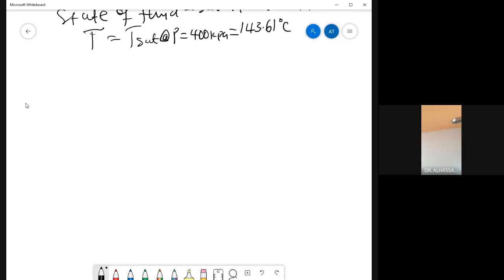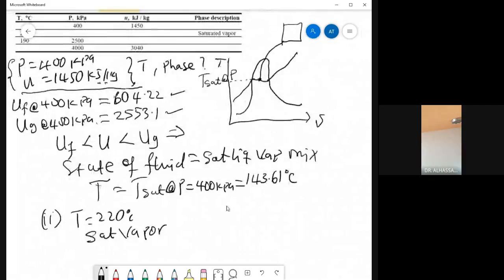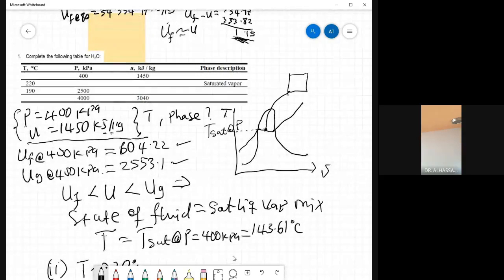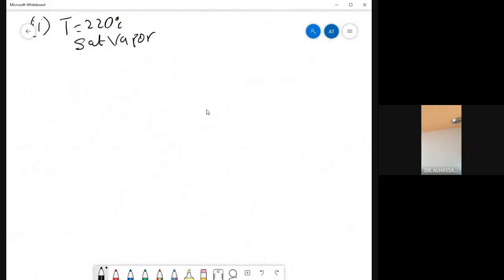Okay, so this is number two. T equals 220 degrees Celsius. And then the state of the fluid is saturated vapor region. So now we are interested in the pressure and then the internal energy at that state. Very easy. We will have a situation like this. I've told you, if you are looking for pressure, we use the PV diagram.